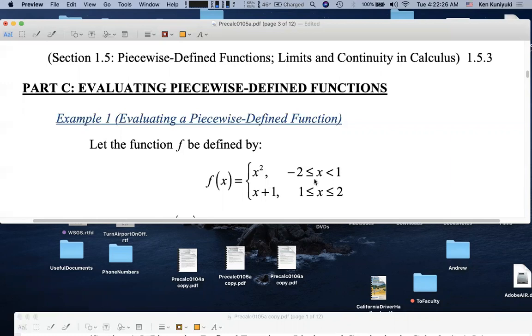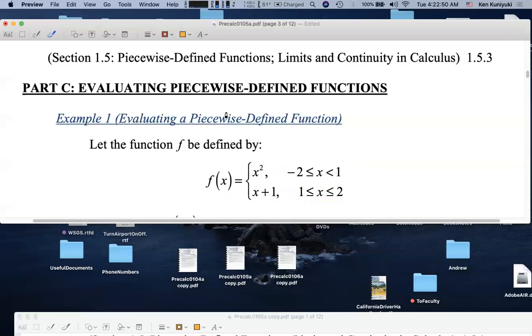So in other words, if x is in this subdomain, we square the input. If x is in this subdomain, what do we do with the input? We add 1 to it. So we have two different rules that do two different things depending on where x is.